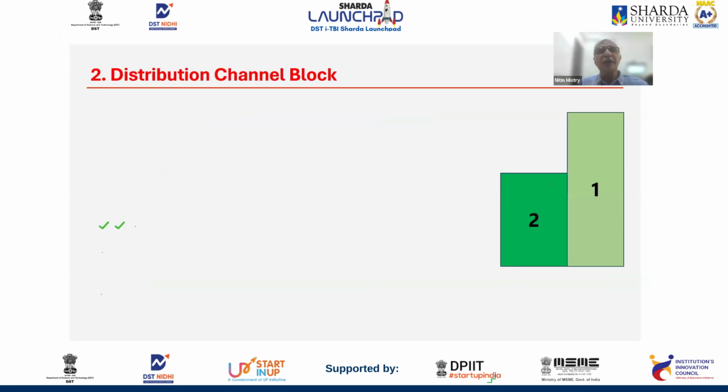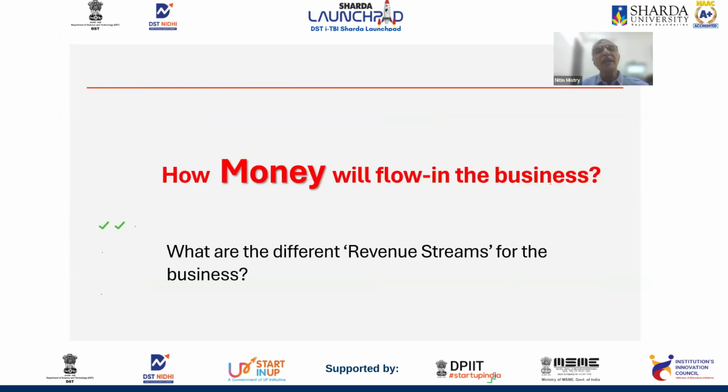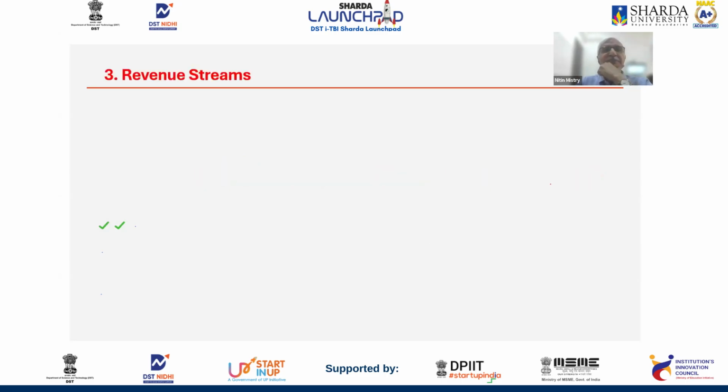So now we are virtually creating a business model step by step. We have finished the first block, second block. Now the third block: how money will flow in the business. What are the different revenue streams for the business? That is very important. So what are those things?